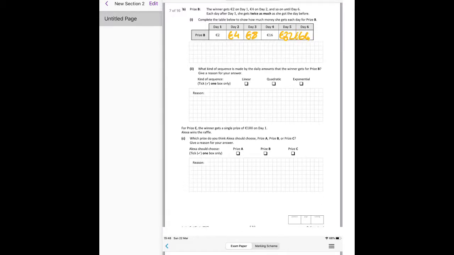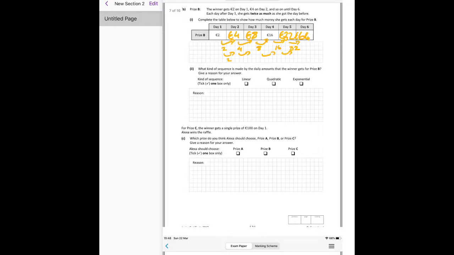So what kind of sequence is made by the daily amounts the winner gets in prize B? Well, this is going to be a bit different. So we have to look at the first differences first of all. Let's see what it is. So the difference between 2 and 4 is €2. Difference between 4 and 8 is €4. Difference between 8 and 16 is €8. Difference between 16 and 32 is 16. Difference between 32 and 64 is 32. Then we look at the second differences.